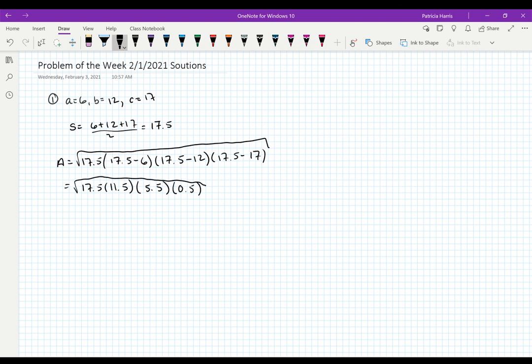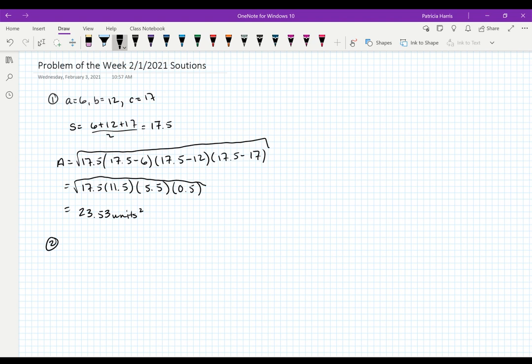And don't forget to take the square root at the very end. And I get 23.53 units with rounding, or units squared, I should say. And that's it. All right, let's do problem 2.